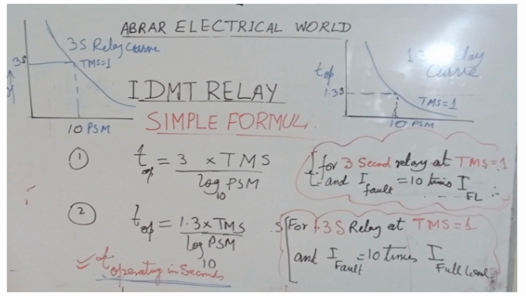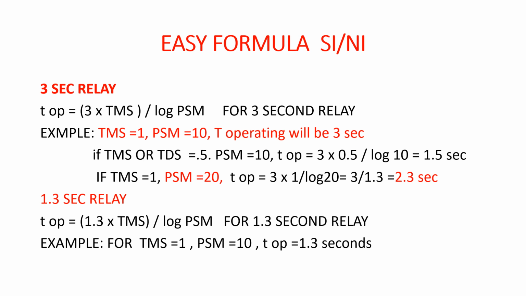So let's go to the next slide. See, here I have shown you some calculations. See, one formula is 3 into TMS divided by log PSM. When you don't write anything at the bottom of the log, it means always log 10. For natural log, the small letter n is mentioned here. So whenever you do not mention anything here, it means log 10. So this one is for the 3 second delay.